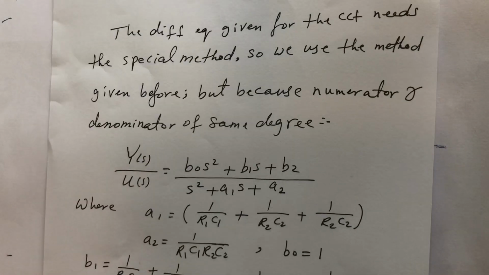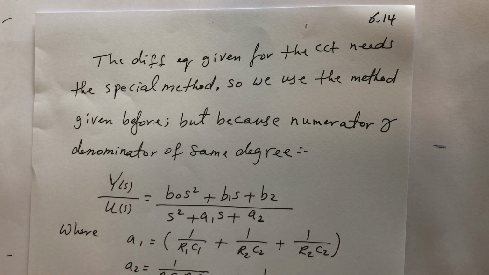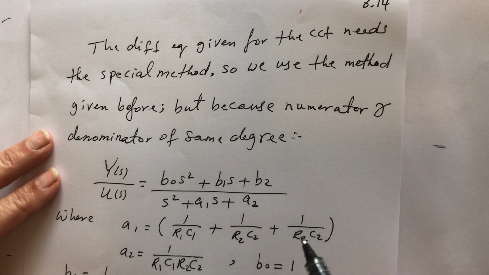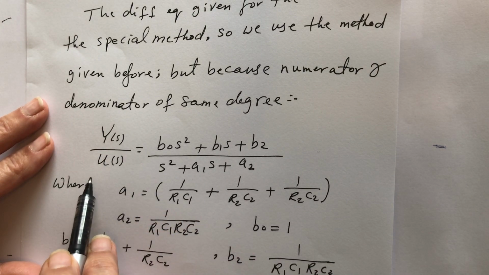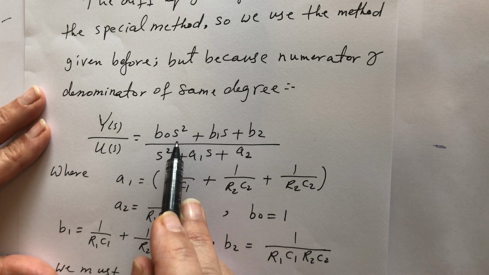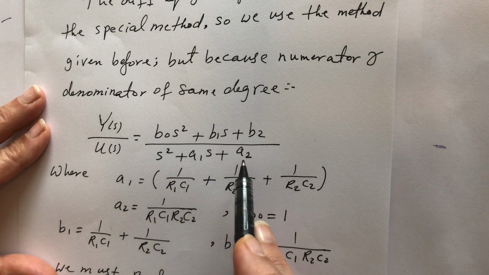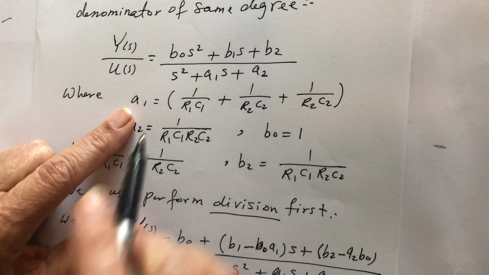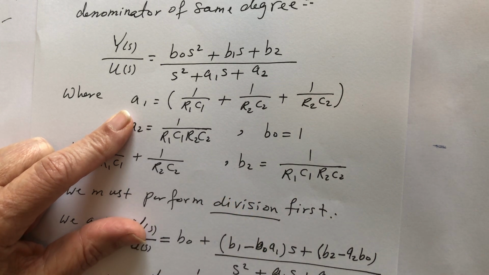Now, if I simplify it, let's say, because if we have numbers for these R1, C1, R2, C2, then it will be easier. But let's put it as constants A, B, C, D. Let's say we find that Y of S over U of S will be something like that: B naught S square plus B1 S plus B2 over S square plus A1 S plus A2. So the coefficient of the S square, you must make it equal to 1.